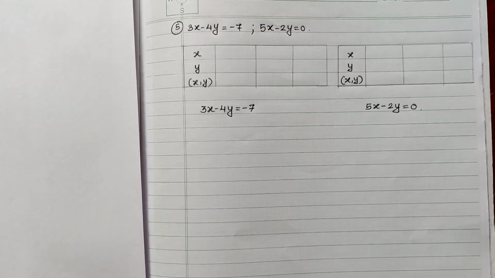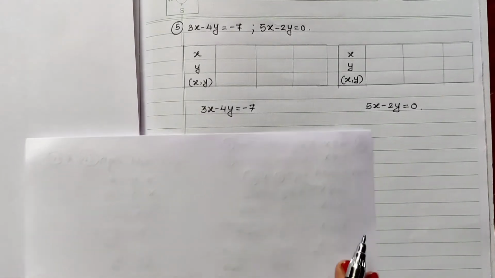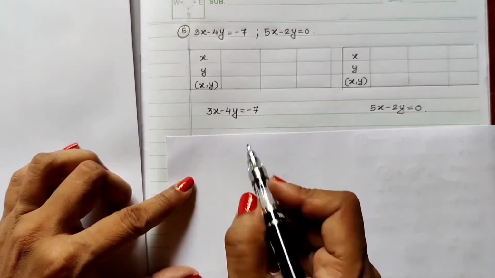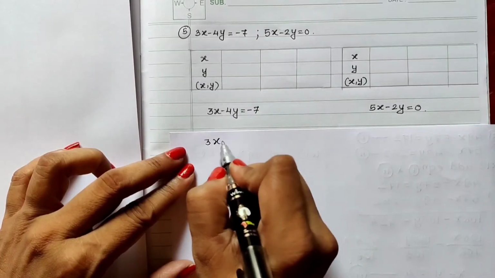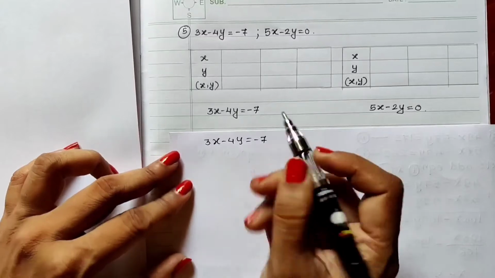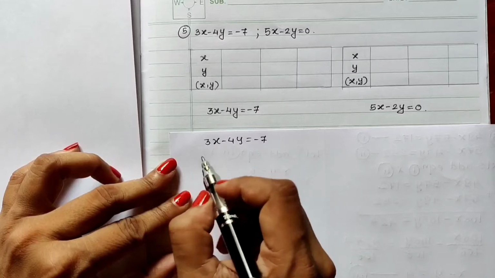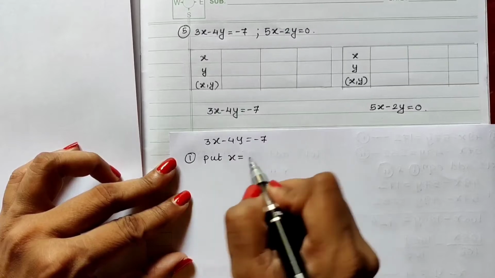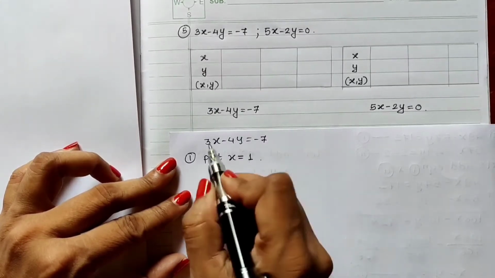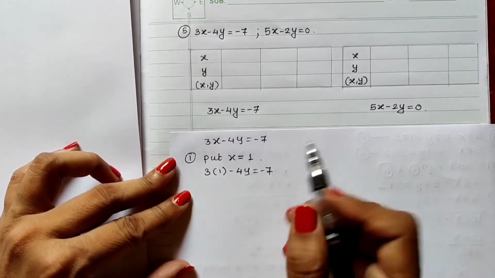First equation is 3x minus 4y equal to -7. First I will be showing you on the other page so that you will get the idea why I was saying that we should be very careful. So let us see this first equation, 3x minus 4y is equal to -7. As usual in previous sums, we have written first value of x as 1. So let us put here x is equal to 1 and let us see what will be the value of y for x is equal to 1. So in place of x we will be writing 1.